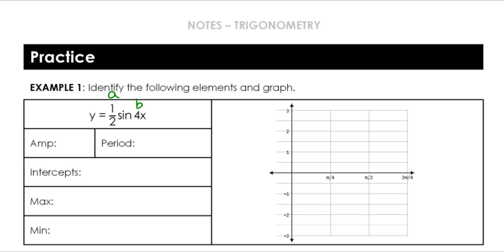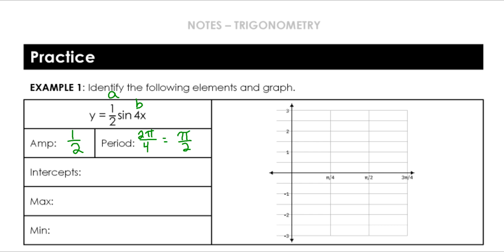All right, so our amplitude for our sine function when it has a stretch or compression is the absolute value of a. So in this case, that would be that 1/2 value. All right, and then the period of this function. So the period, remember, when we have a b value, is 2 pi over the absolute value of that b. So that comes out to pi over 2.